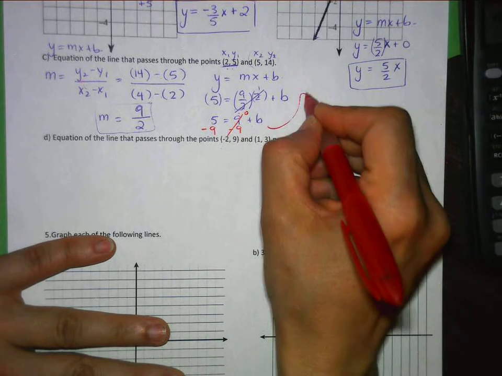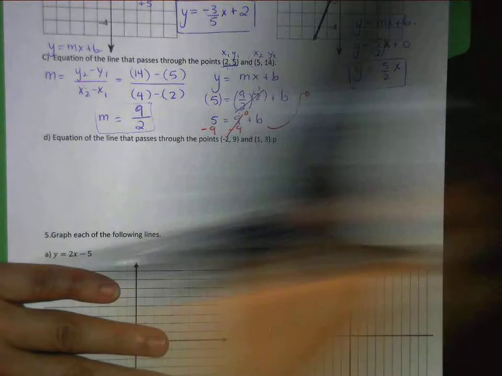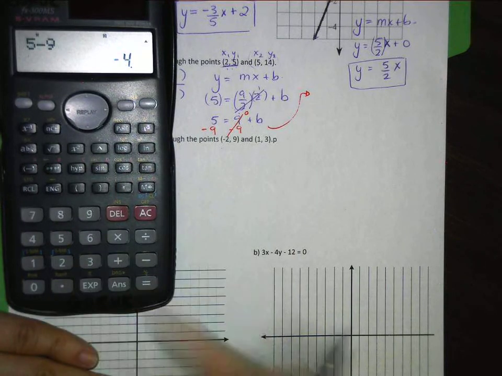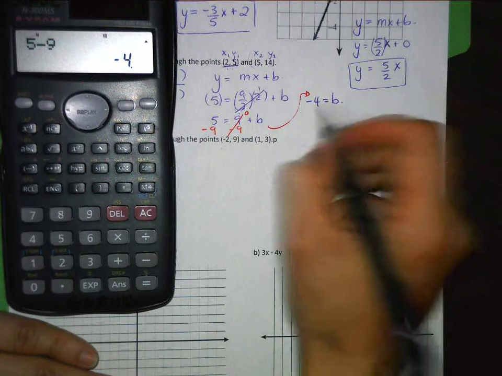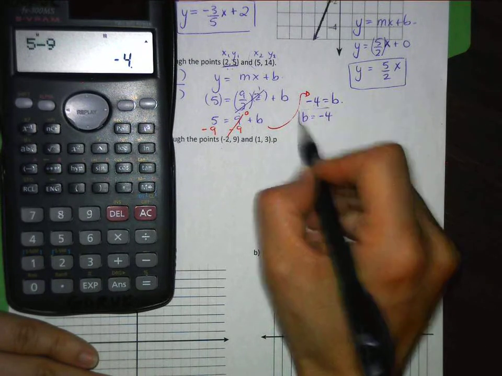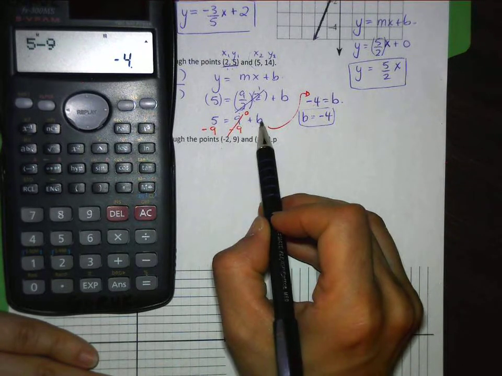I'm going to go up here. And then over here, I have 5 minus 9. So if you need to do it on your calculator, you go ahead. 5 minus 9 equals negative 4. So I get negative 4 equals b. So that means that b equals negative 4. Whether it's this way or that way, it doesn't matter. And that does make sense because I need to do 9 minus 4. That would equal 5.